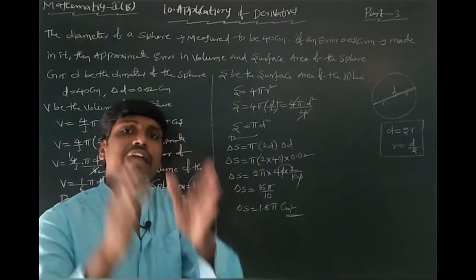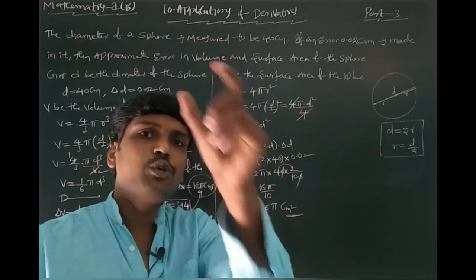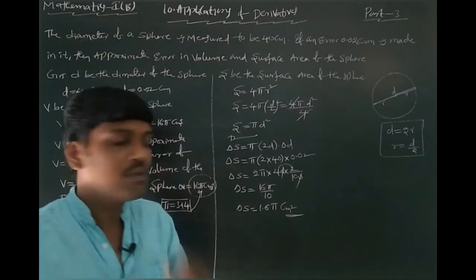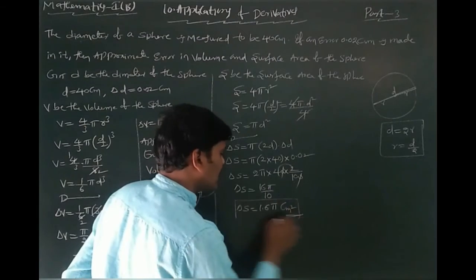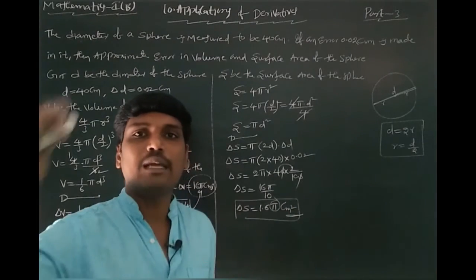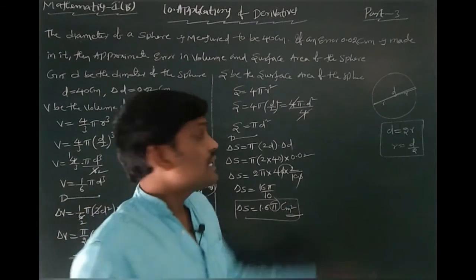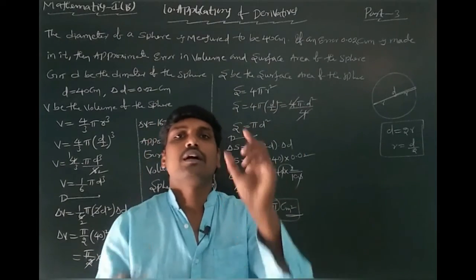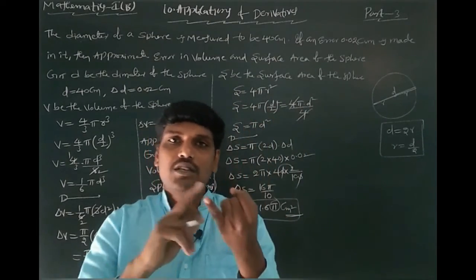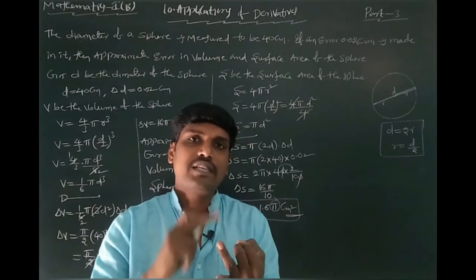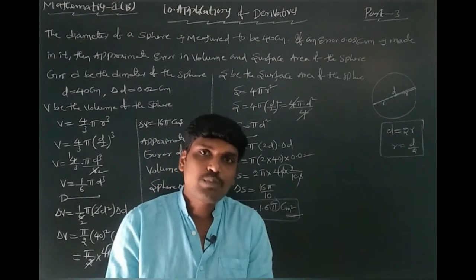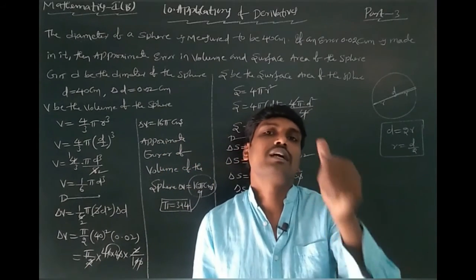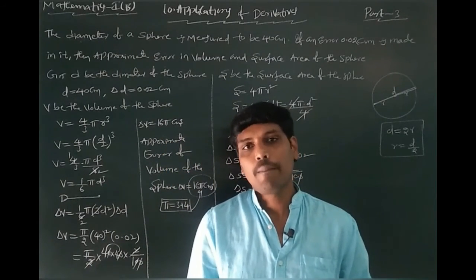What is the unit of the area of this sphere? Area units is centimeter square. Volume units is centimeter cube. Sometimes some textbooks write 3.14 in place of pi and simplify. This way you can do it in this model problem. First, know the formulas: area of the sphere, surface area of the sphere, total area of the sphere, volume of the sphere. With these formulas you can easily understand these model problems.